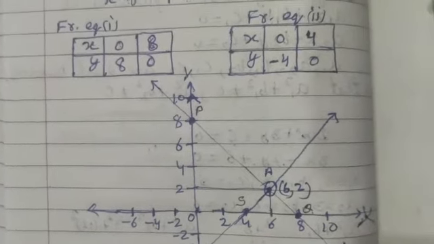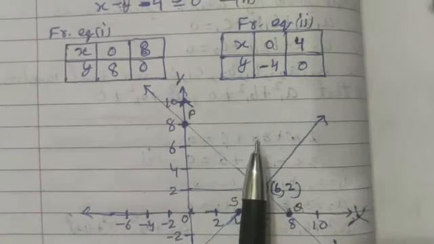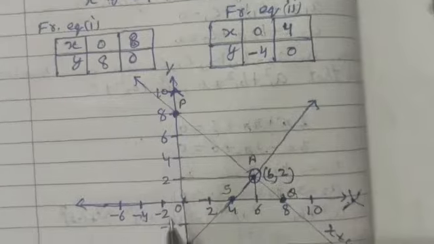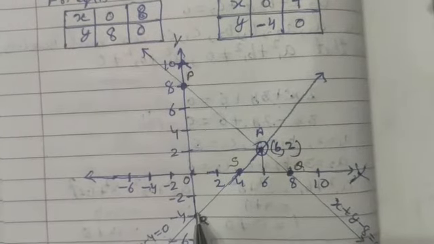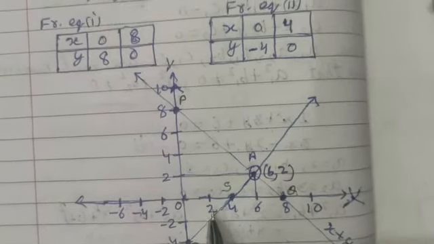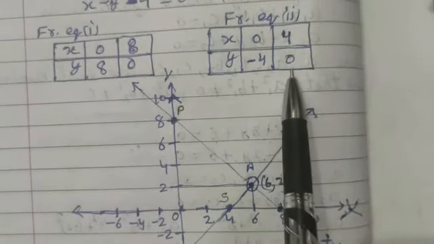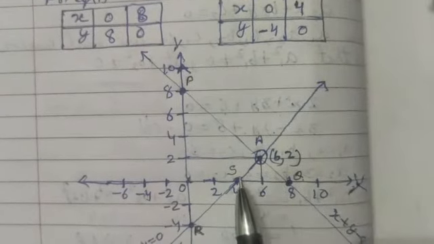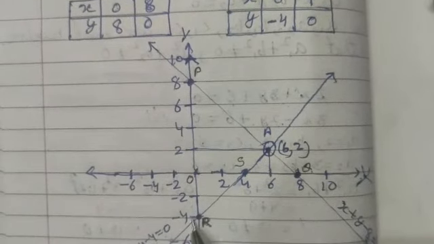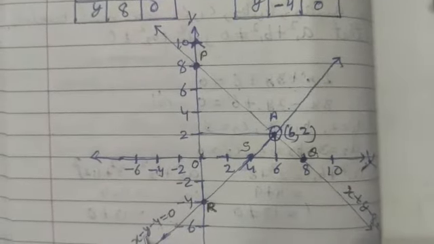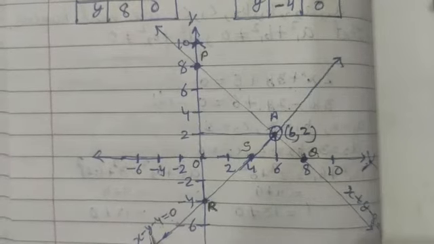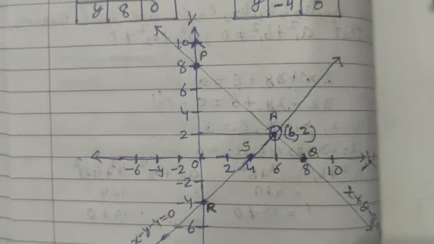Similarly, we will draw the graph of the second equation. Now x is 0, then y is minus 4. So this R is our point 0, minus 4. Second one is, if x is 4, then y is 0, 4, 0. Now this point S represents the point 4, 0. Now join RS and produce it. It will give the graph of the second equation, that was x minus y minus 4 equal to 0.